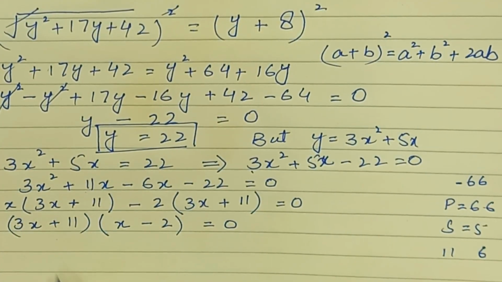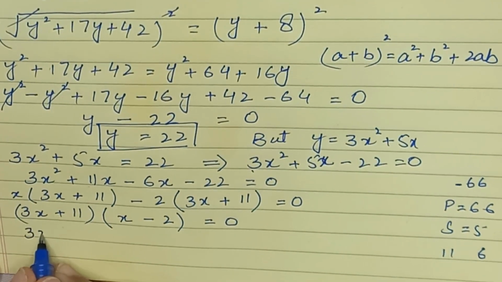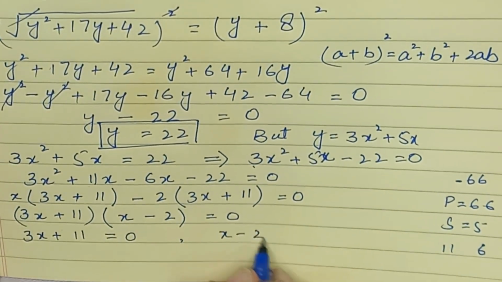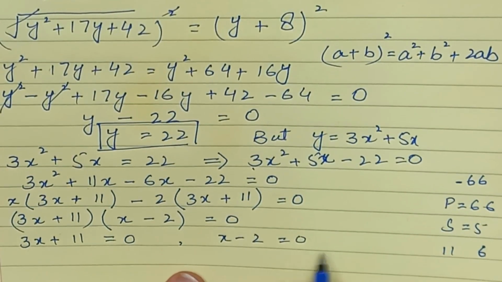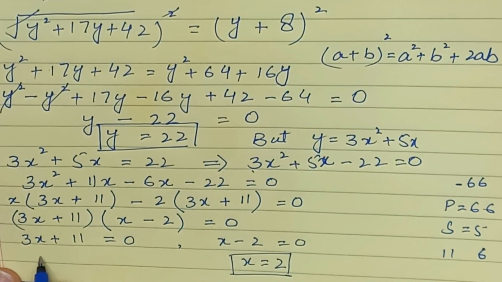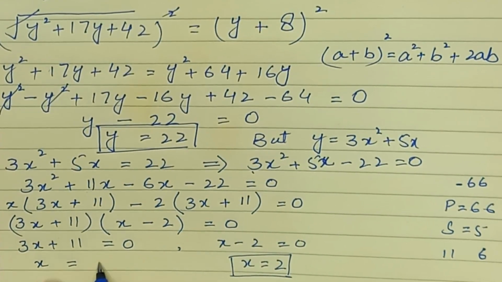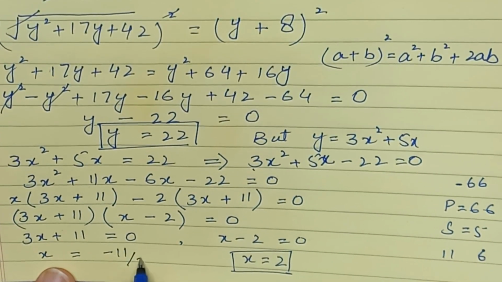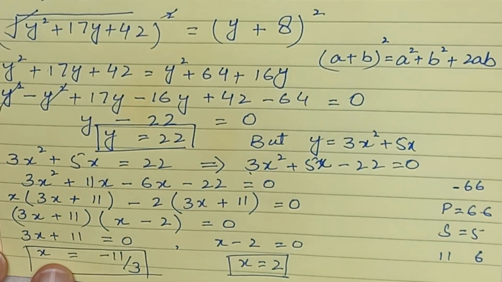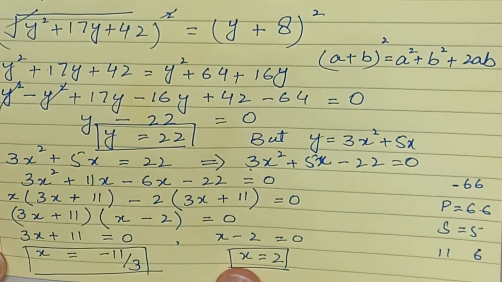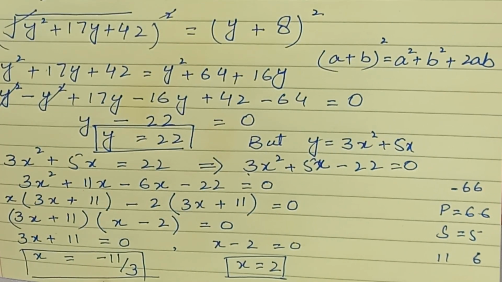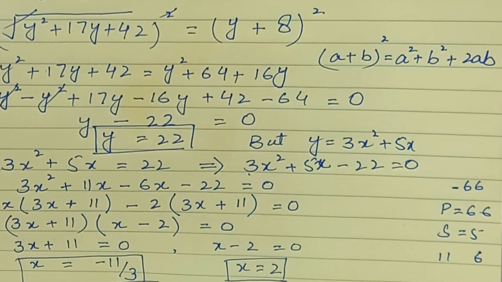So here we have two cases: 3x + 11 = 0 and x − 2 = 0. From here the value of x is 2, and from here the value of x will become −11 divided by 3. So we have two values of x, which are −11/3 and 2. Now we will check that the values of x satisfy our given equation or not.